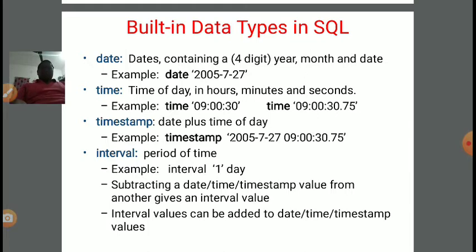Next is interval. Interval is basically a period of time. For example, if we are saying an interval of 1 day, and we subtract a date, time or timestamp value from another given date, time or timestamp, then it will give an interval value. Interval means just the difference between two date values, two time values or two timestamp values, right? Interval values can be added to a date, time or timestamp value. We can add an interval value to a particular date, time or timestamp in order to get a new value, right?